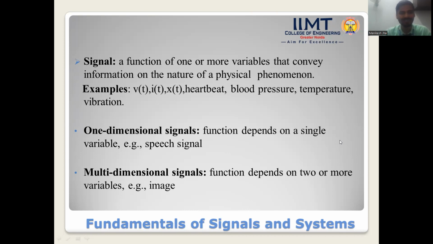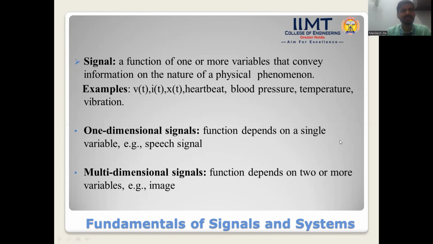Next one is I of t. This is current, which is also a one-variable function, a function of time. Next one is x of t, the state variable, when we are discussing control systems. Sometimes we define it as displacement and other variable systems. Other examples are heartbeat sensors, blood pressure, temperature and vibrations. These are all examples of signals because all of them give you some information.